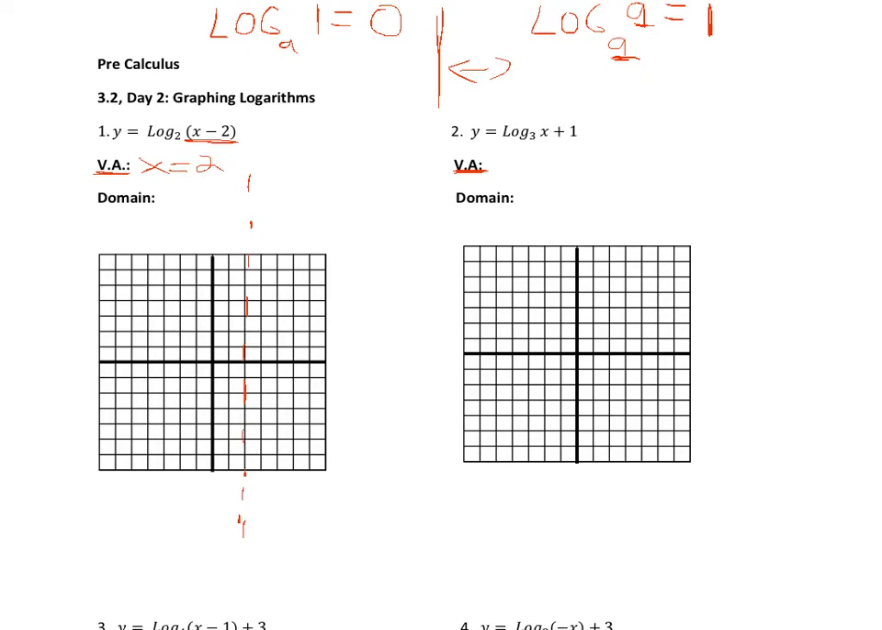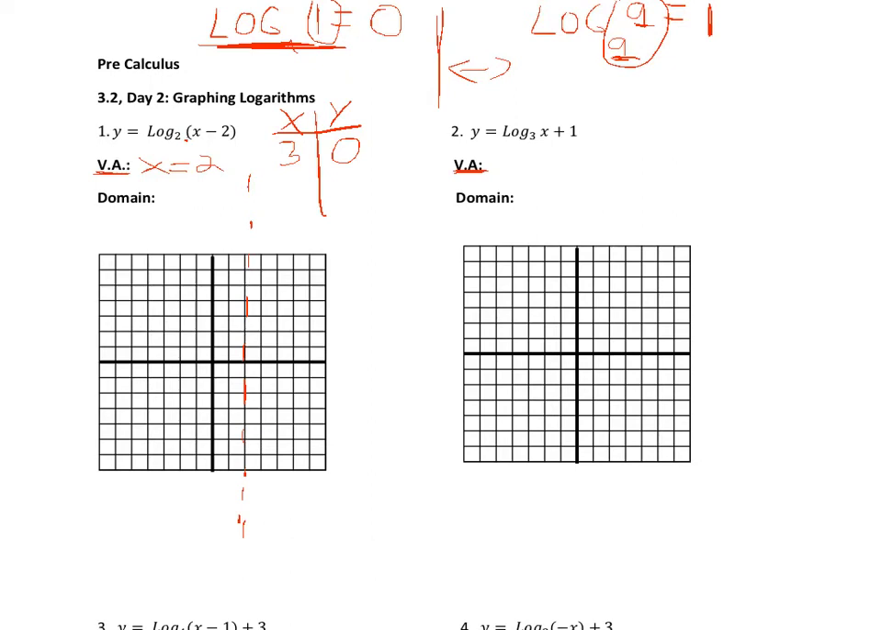Okay, and then I'm just going to make a little xy chart for this. And this is where I'm going to use these properties here. Now, if I want this argument to equal 1, x would have to be 3. Because when I put 3 in there, 3 minus 2 is 1. Log base 2 of 1 is 0. Now I'm going to use this one. I want to get that base to be the same.